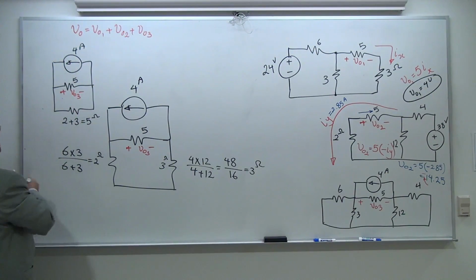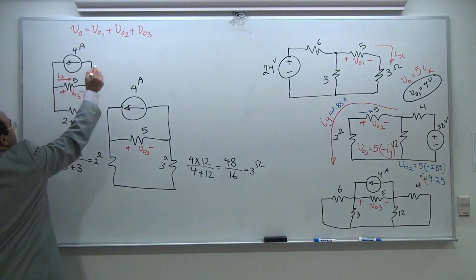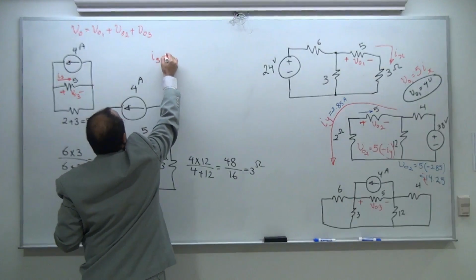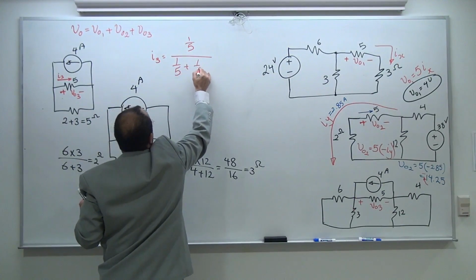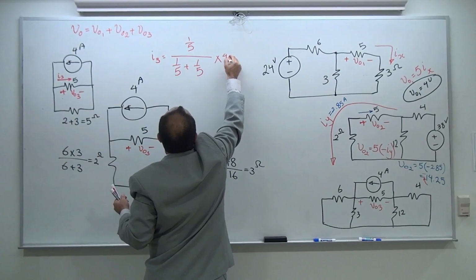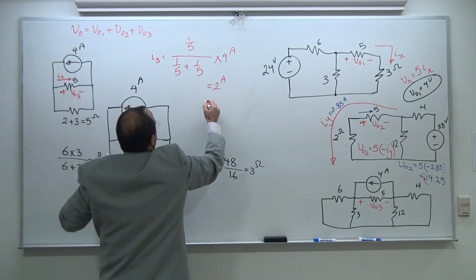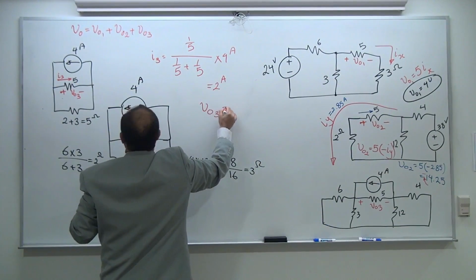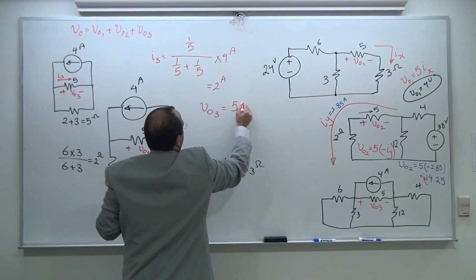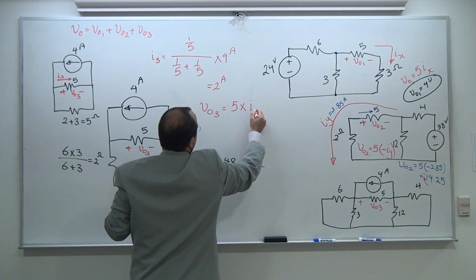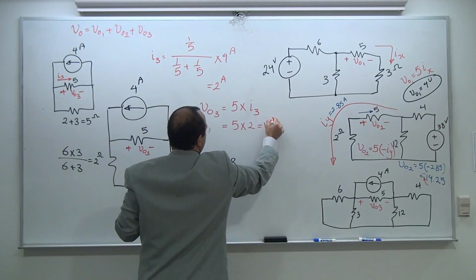So I'm going to say, how much is this current? I'm going to say I3. I3, according to the G rule, is 1 over 5 plus 1 over 5 times 4 amp. That's going to be 2 amp. And obviously, after that, I'm going to say VO3 is equal to, because I3 and VO3 are in the same direction that I need according to the Ohm law, 5 times 2. That's going to be 10 volts.